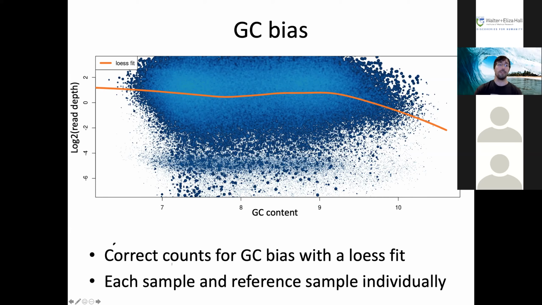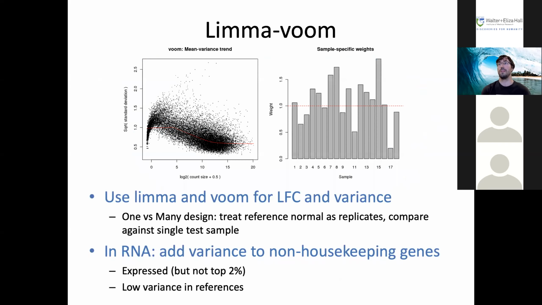So we just fit the LOESS curve to this one, and then we correct for it essentially by dividing each gene by the LOESS fit of the local GC content. And this is done individually for each sample and each reference sample. Once we have these pseudo-counts afterwards, we can't really use edgeR with pseudo-counts. You kind of want real counts for that. So instead, we go to CPMs and we use limma and voom.